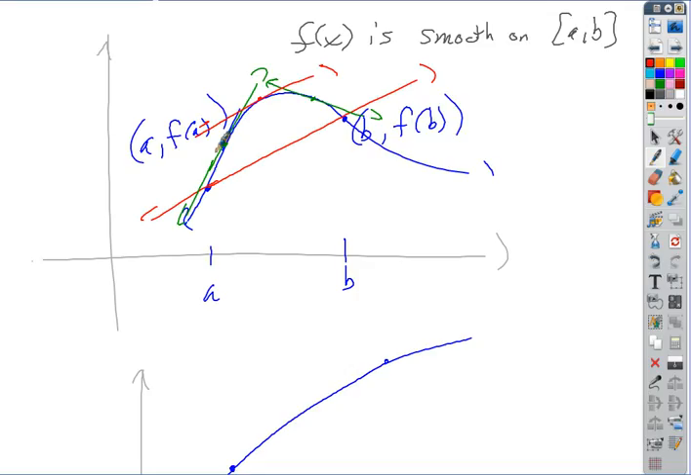Now, why is that important? What that tells us is that for any smooth function, physical or not, there has to be a place between A and B where the instantaneous rate of change is the same as the average rate of change.